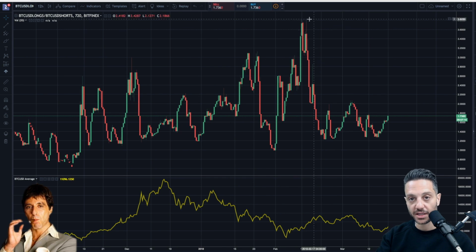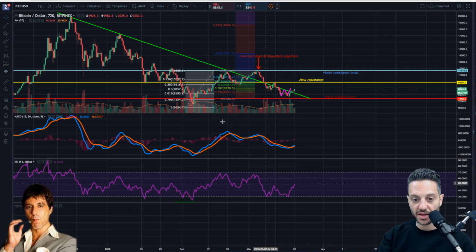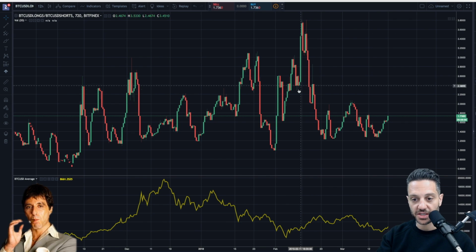So you could have taken a look at this chart and seen what the market sentiment was, seen that we were on an uptrend in the longs versus shorts, and that, along with the other indicators, received market confirmation that yes, there was positive market sentiment that was going to drive the price higher.